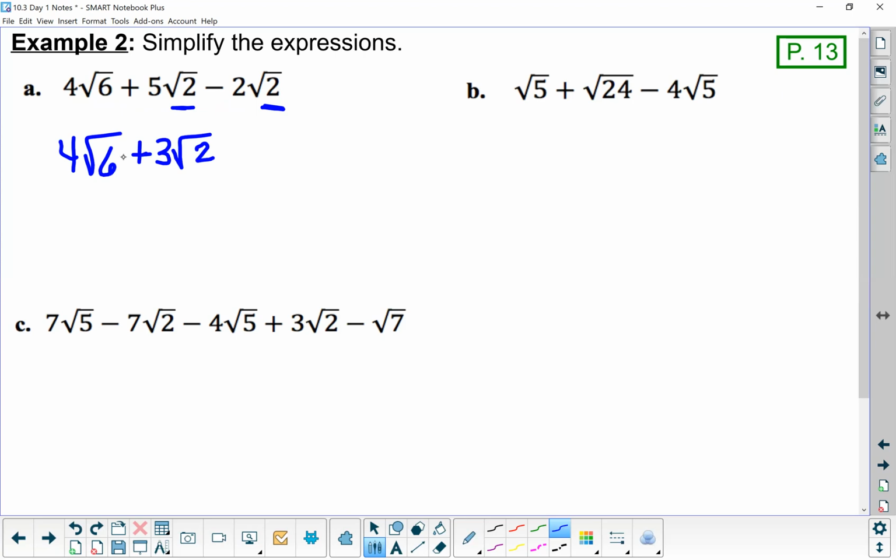And then we should check to see if we can simplify any of our roots. 6 is 2 times 3, so that doesn't have any perfect squares that can be pulled out, so that's as simplified as it is. And 2 is prime, so that cannot be simplified.